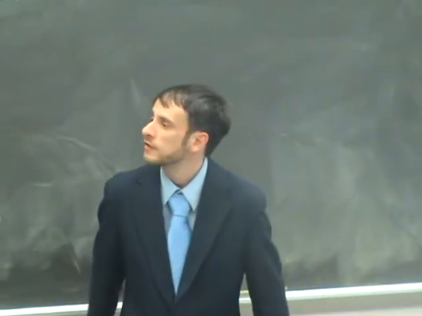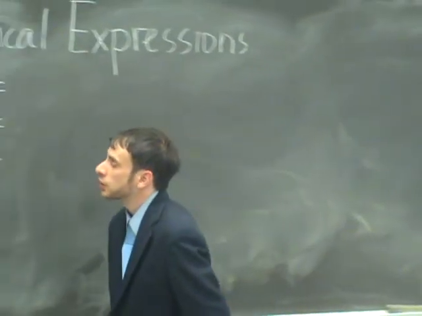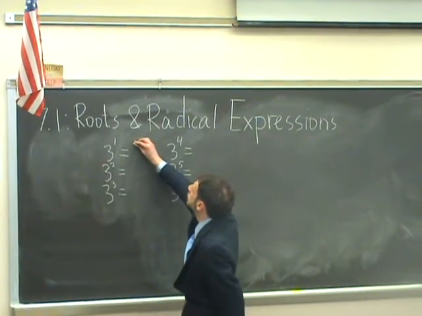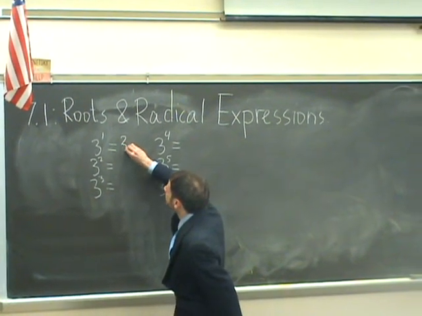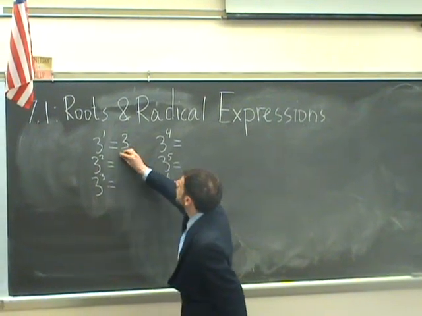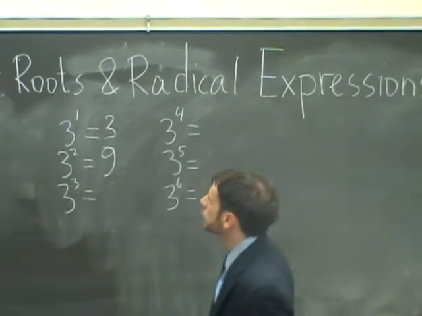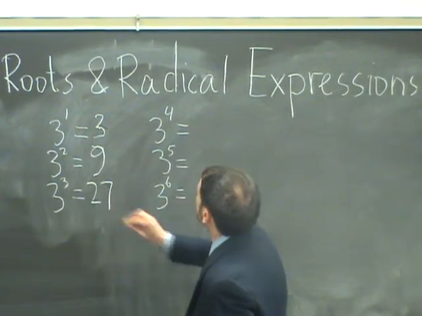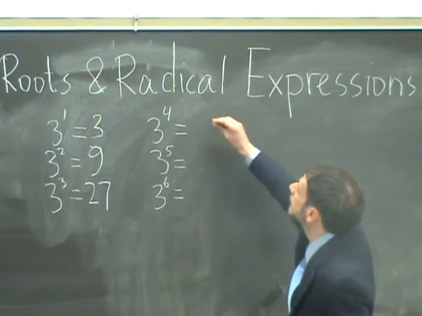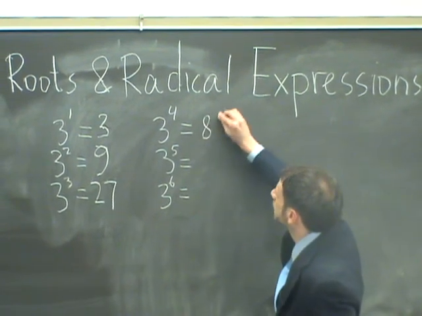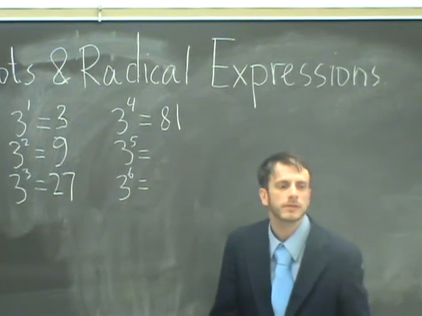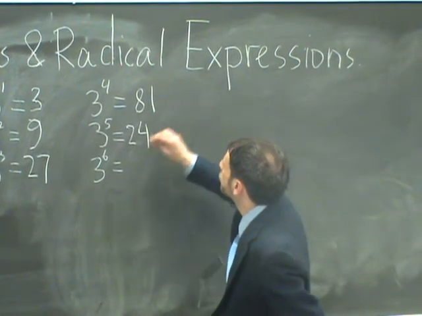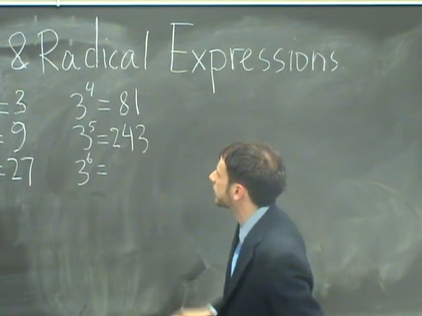All right, you guys ready to go over these? Let's start. What's 3 to the first power? 3, very good. What's 3 to the second power? 9. Yeah, chop down 9. 3 to the third power is 27. 3 to the fourth power? 81. Excellent. 3 to the fifth is 243. And 3 to the sixth?